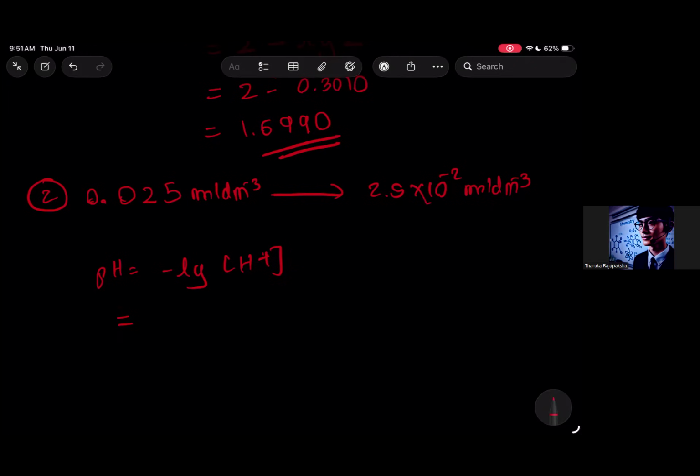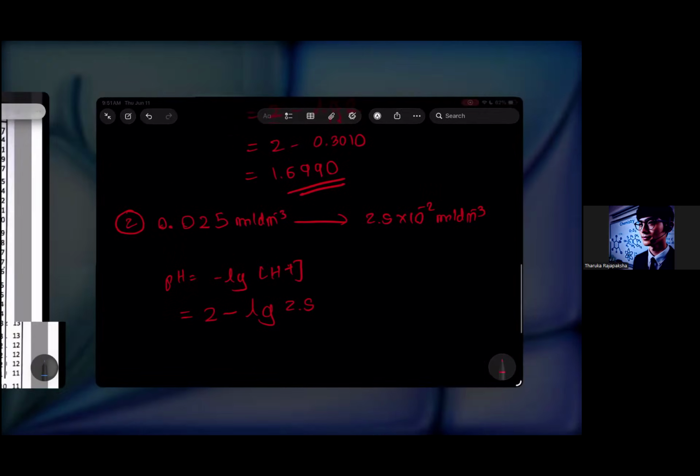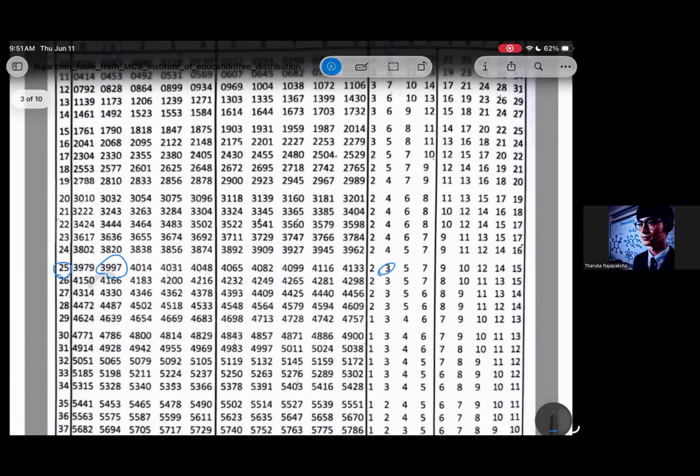Now it's going to be 2 here, right? So we are going to write 2 minus log of 2.5. Now the log of 2.5, you can check it if you want using the log table. No issues with that. In the log table, log 25 is 3979. So that's also possible. 3979 is the answer there.